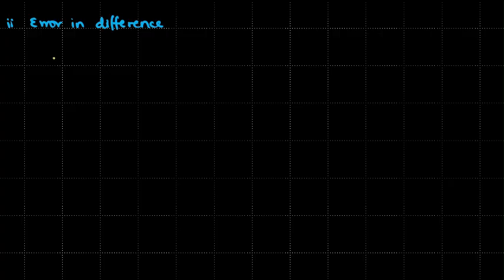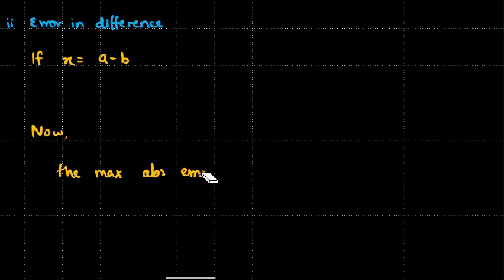So the difference in error, so if x equals a minus b, the maximum absolute error in x is delta x equals plus or minus delta A plus delta B.